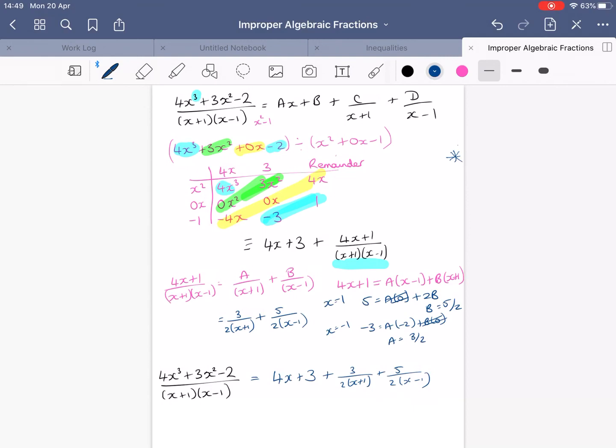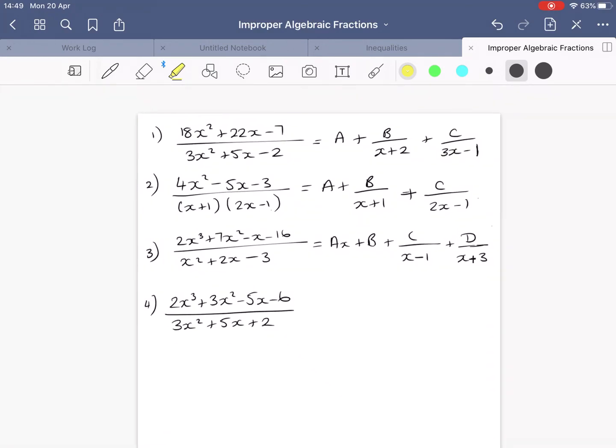Once you've done that, you've still got your remainder, which needs to be divided by your denominator. And that's where the partial fractions comes in. And then don't forget, you must make sure you write out your final answer. Okay? Right, so that's today's lesson.